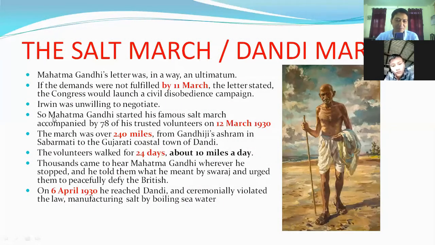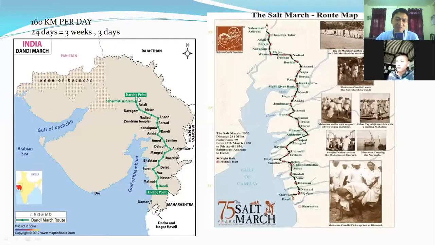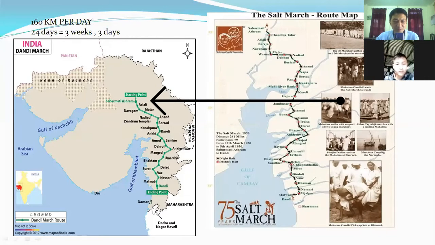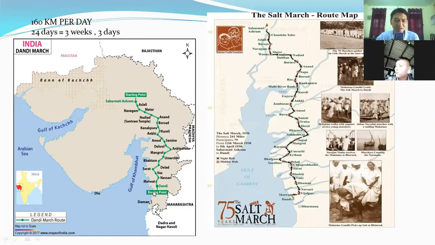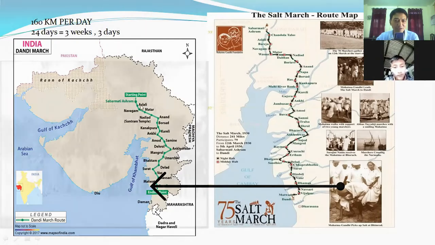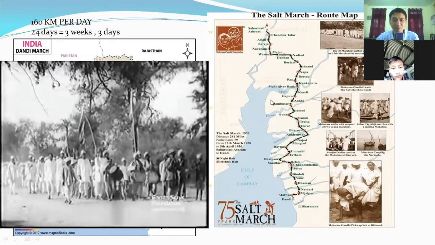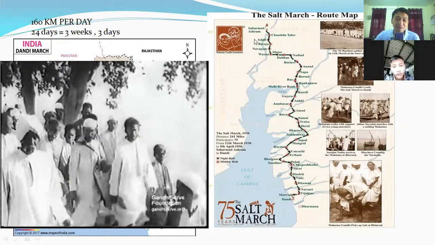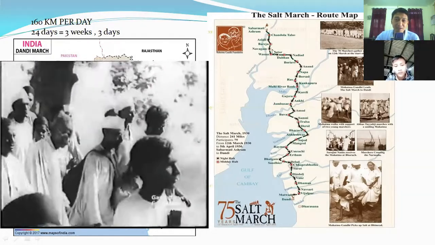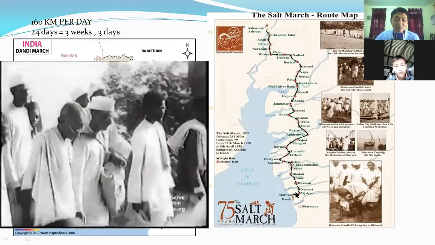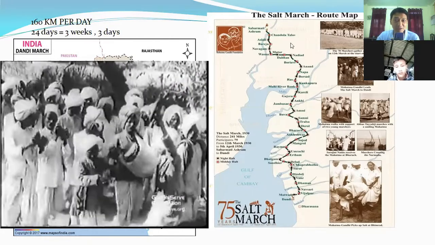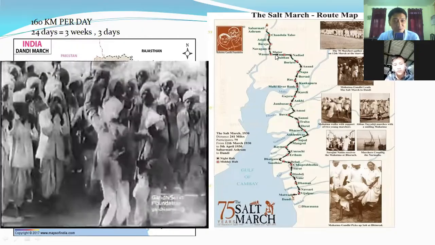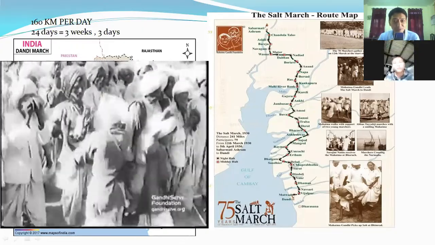Now, look at the map on the left first. The starting point is Sabarmati Ashram. This is a suburb or just on the outskirts of Ahmedabad. And the end point was in Dundee or Dunda on the sea coast. So, all along the way, you had so many waypoints. Now, looking at the map on the right, he started with 79 participants, but by the time he reached the sea coast, the number was in the thousands. Everywhere that he stopped along the way, people listened to him, they got inspired, and they started following him.